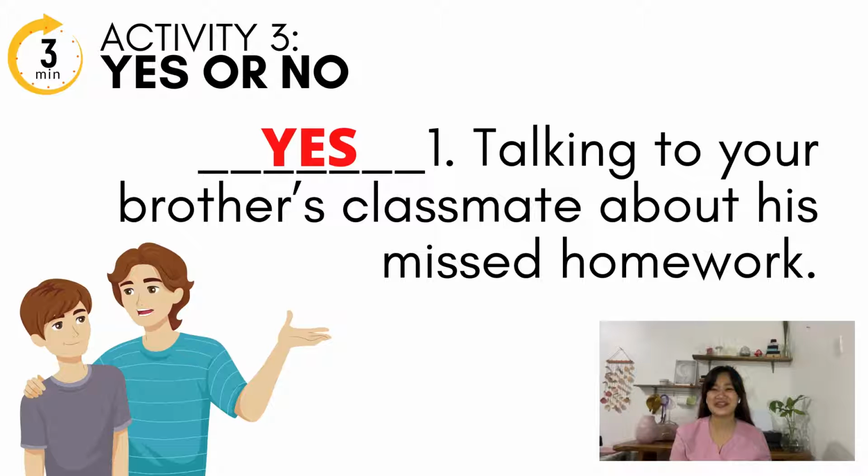Come on, let's have the first item as an example. Analyze it with me. Think about this. Would you informally talk to your brother's classmate about his missed homework? If your answer is yes, then you are correct. Item number 1 uses casual style because the conversation happened between people who share commonalities. Your brother, who is also the classmate of the person being spoken to. In short, we can say it happened between 2 people with a mutual friend.